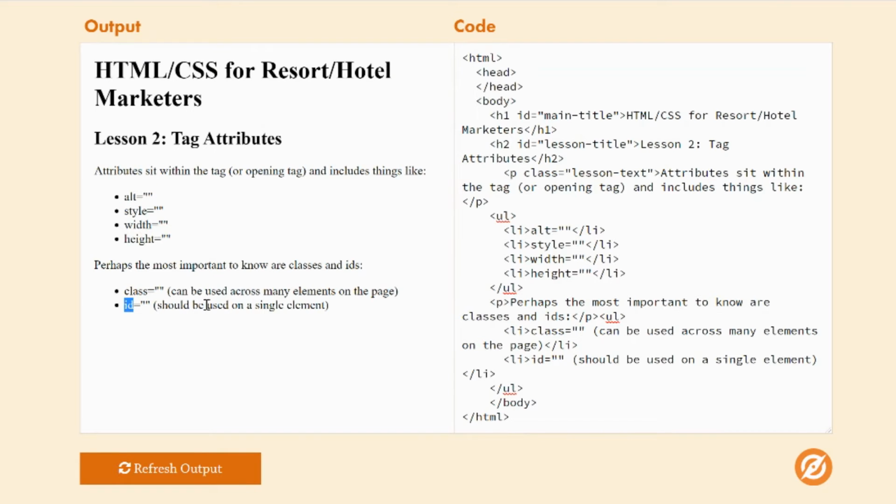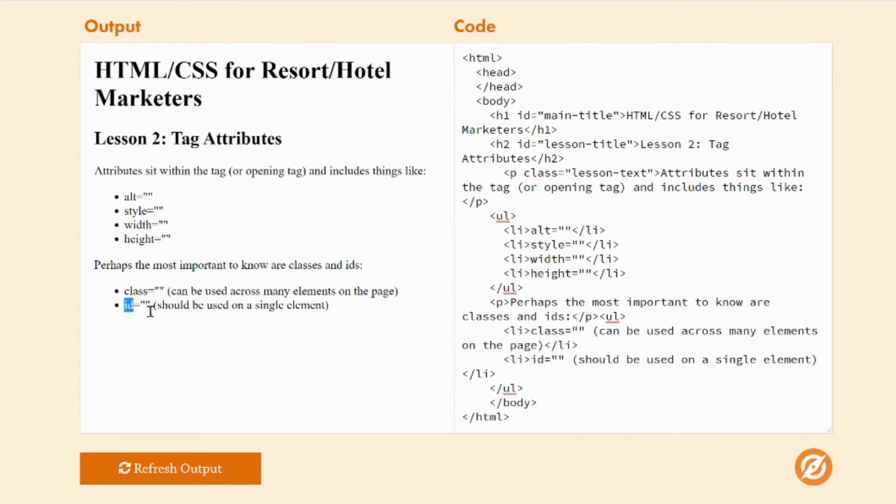Class is a way to link similar elements together. It's a way to say, for example, if 10 different images are all logo images, you might put class equals logo. And what that would do is let you change the styling of all of those things by using a single line of code, which we'll talk about in the CSS portion in a few minutes.